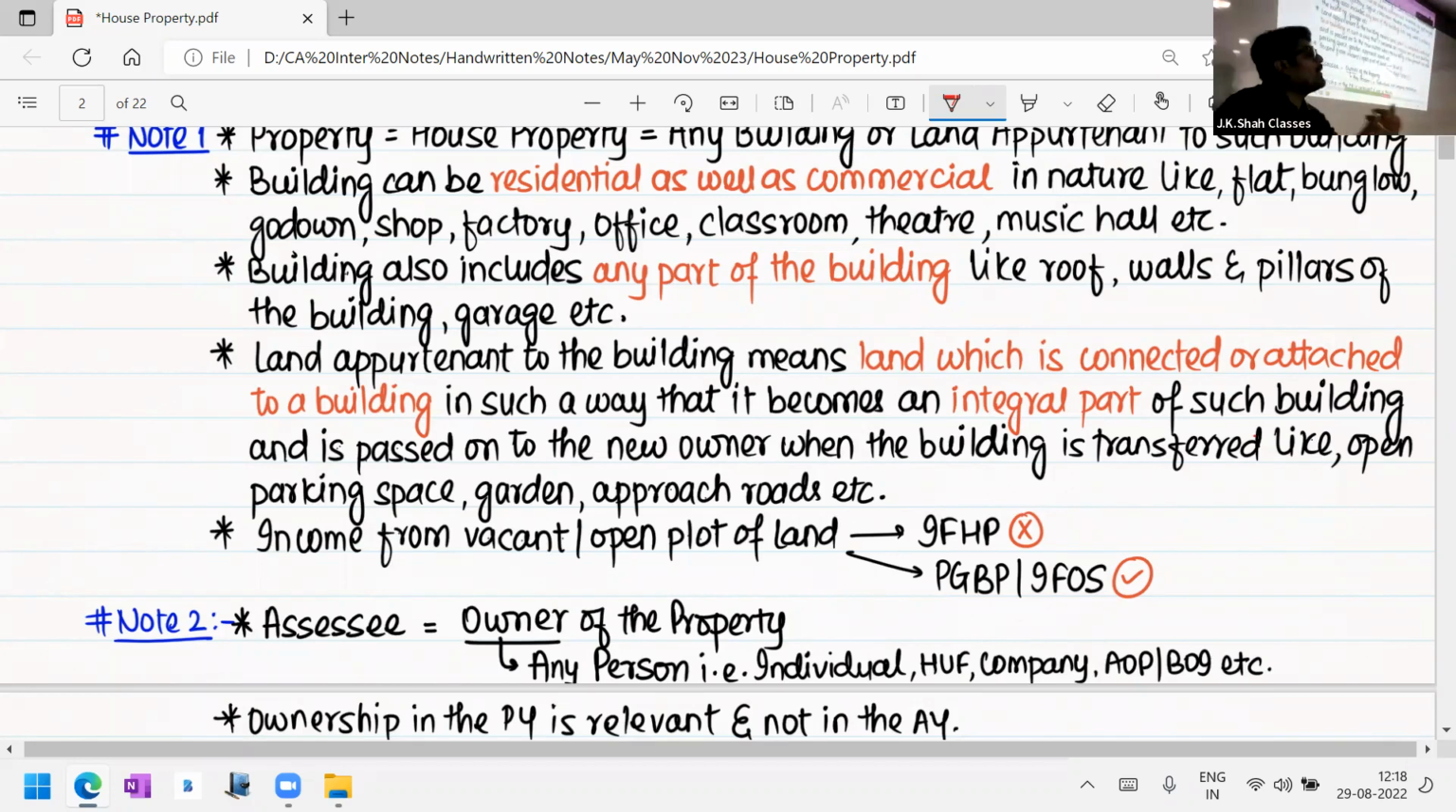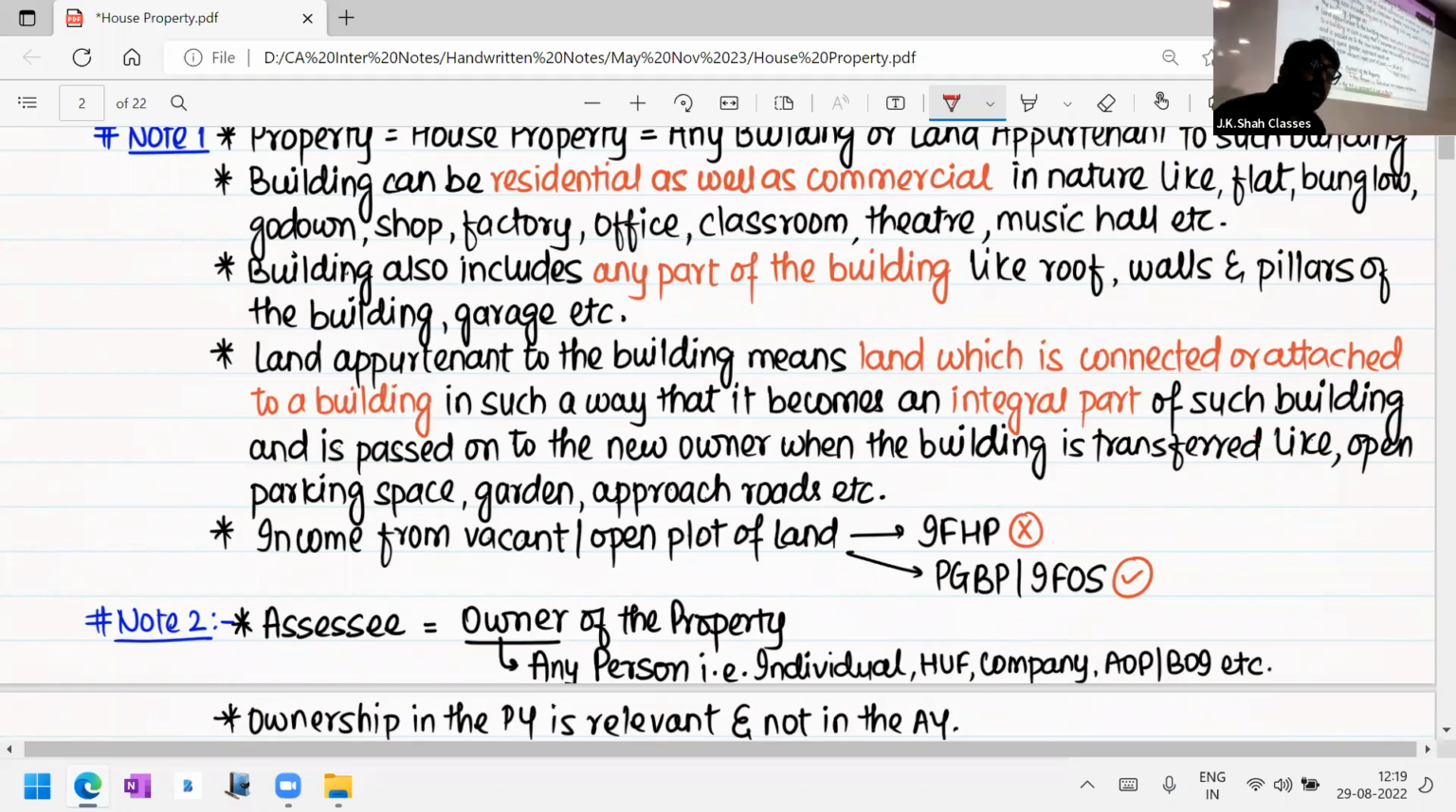If you are the owner of a property, the annual value of that property will be charged to you under this head only. If you are an individual and the owner of the property, then the annual value of this property will be taxable for you under the head income from house property. If you are an HUF and the owner of this property, then the annual value will also be taxable under the head house property. So no need to worry about what person you are. You can be any person, but you have to be the owner of the property.